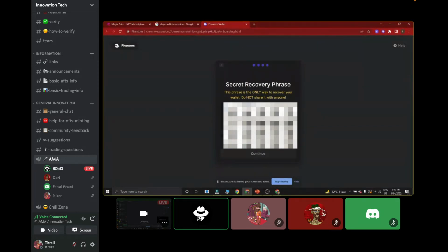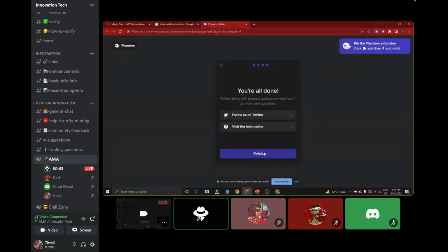After saving it, never share it with anyone, because if you share your recovery phrase with anyone, the other person will have access to your wallet and can steal your funds from there. So save them in a register, and then we will continue. Let me take a picture of it. Okay, I saved my secret recovery phrase and then continue. After that, you are supposed to finish it.